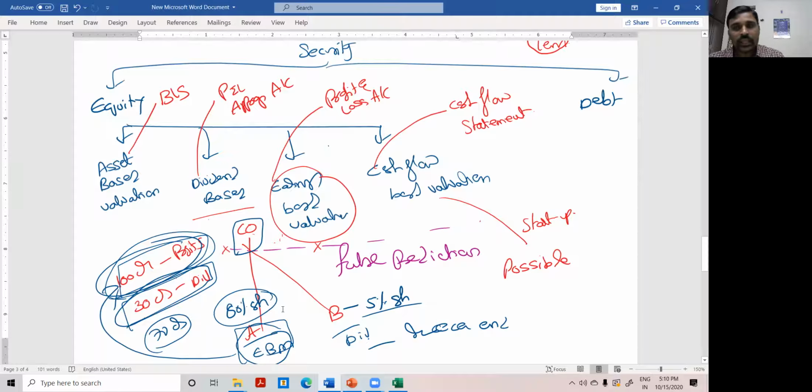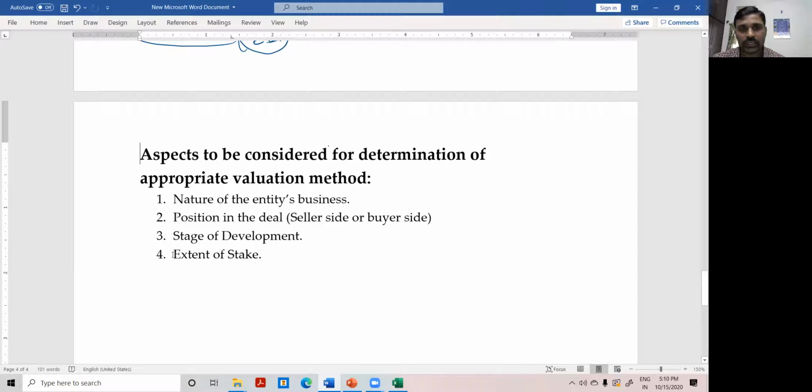In the same manner, A and B are your investor clients, so you can't apply the same methods to A and B. Depending upon their position, you can apply. Right. So therefore, the fourth aspect to be considered is the extent of stake.